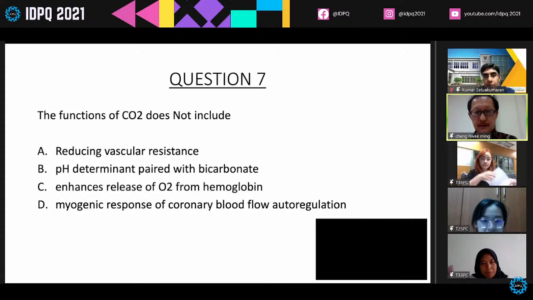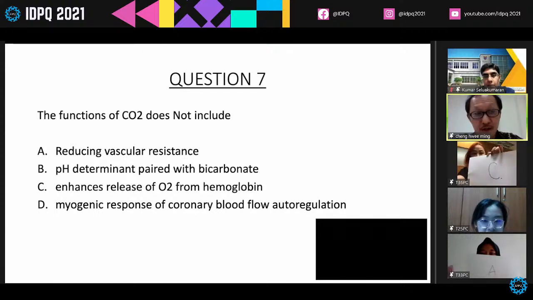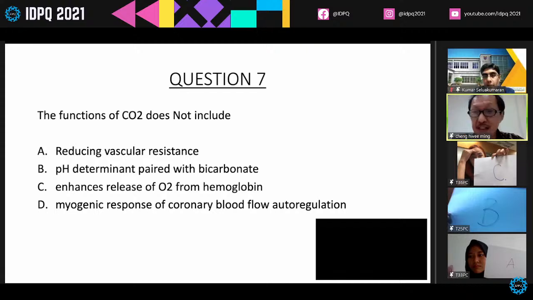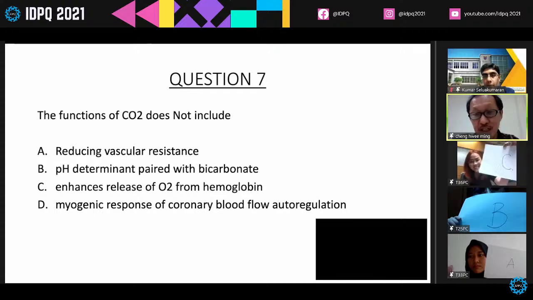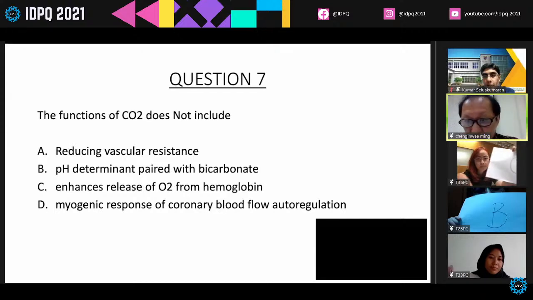Okay, time's up. Okay, bit of education here. Carbon dioxide is a vasodilator, so it cannot be A. Carbon dioxide together with bicarbonate is the major extracellular buffer, so cannot be B. And C is actually the carbon dioxide effect in what is known as Bohr effect. So the answer is actually D, because the myogenic response is just the intrinsic vascular response. There's another mechanism called the metabolic mechanism. So the answer we want is D. So none of the teams have got the right answer.